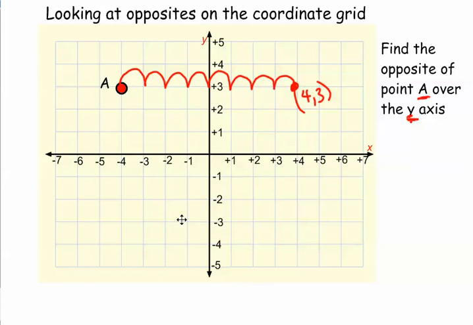So let's just say in particular, let me make up one. Let's say this is my point B, okay? What would be its opposite over the x-axis? This is the x-axis, okay? So 1, 2, so it would have to be 1, 2 over this one. That would be its opposite, okay? Do you understand that, the opposites?